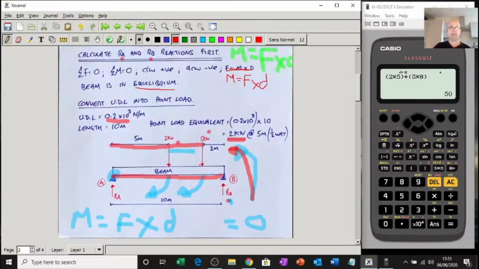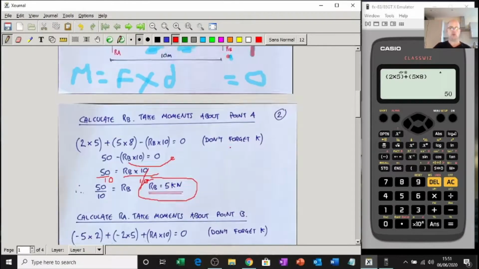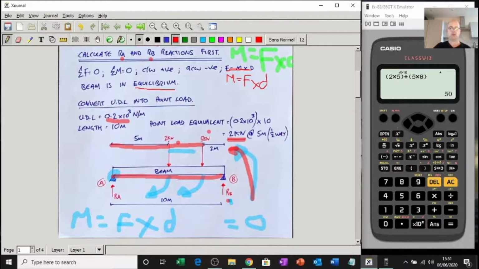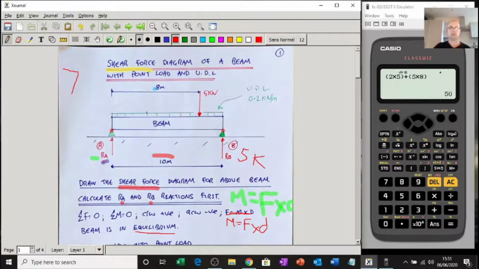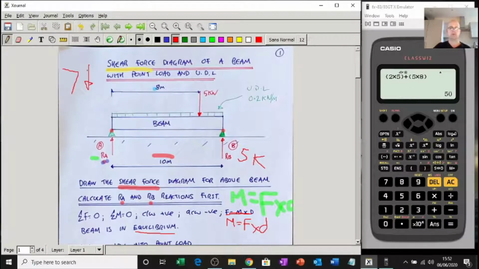So we know that RB is 5. Well, at the moment I'm not quite sure, because you never know, but I'm going to put 5 there for now. 5, don't forget the K, so 5 kilonewtons. Now, as we've done before, what you could do is you know that you've got 5 and 2. So we've got 7 coming down because there's 2 there and 5 there, which means there's got to be 7 coming up.